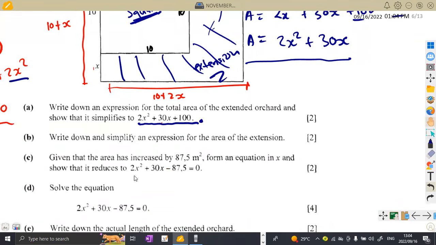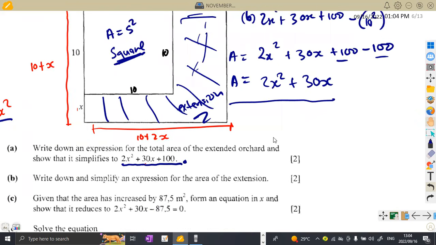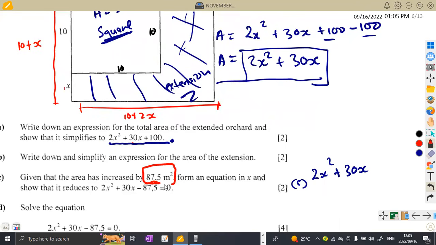Then C, given that the area is increased by 87.5, form an equation and show that it gives us this. So they're saying this area was increased by 87.5. Remember, we have got the area of the extension already, which is 2x squared plus 30x. This area is equal to 87.5 because it was increased by 87.5. So you're going to equate this to 87.5.